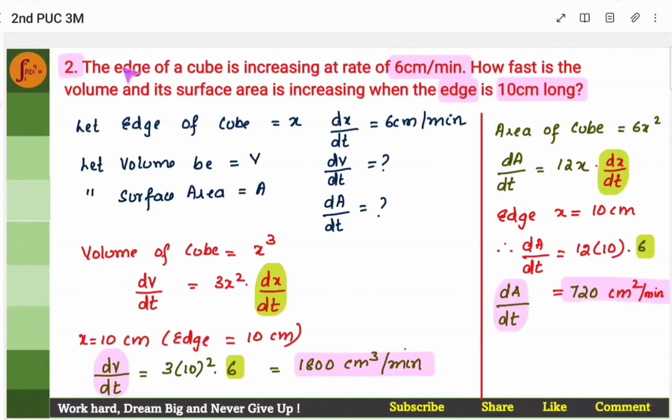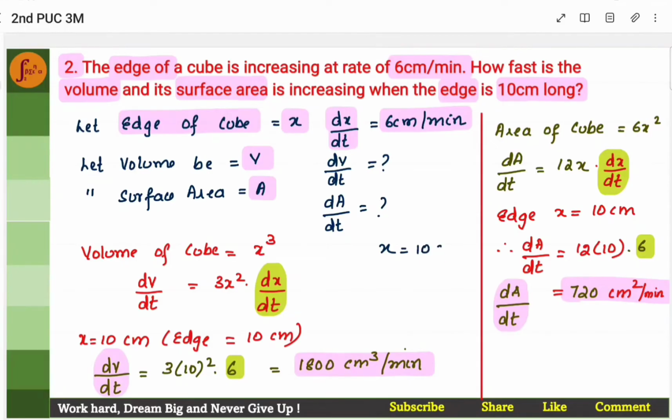The second one is also similar. Edge of a cube is given. Rate means it's differentiation. So you assume that the edge of the cube is x. So differentiation would be dx by dt, with respect to time because minute is given here. So dx by dt is 6 centimeter per minute. How fast is the volume? How fast means time. We'll consider volume as V and surface area as A. You have to find how fast volume and surface area are increasing when the edge is 10 centimeter. Edge is x, so x should be 10 centimeter.